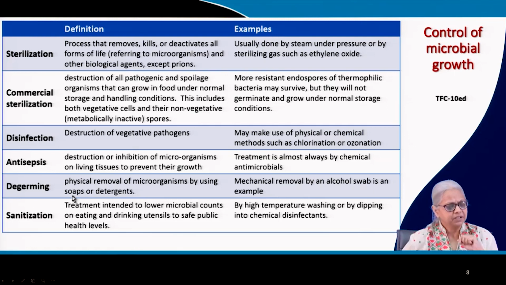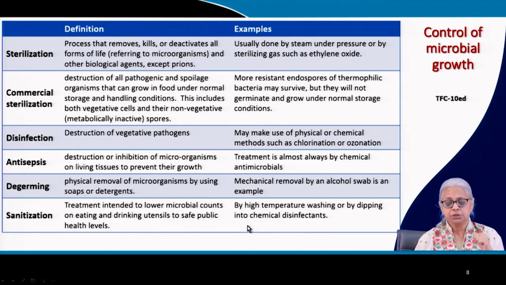And then we have sanitization. We want to ensure that any public places, door handles, desks, utensils that we use in public areas or even at home, the microbial count on these surfaces is as low as possible, close to zero. So we use all kinds of sanitization methods. There can be several different examples, and we will go into the chemical disinfectants that can be used for sanitizing public or private spaces. High temperature washing is one method, and dipping or wiping the surfaces with chemical disinfectants is another method.